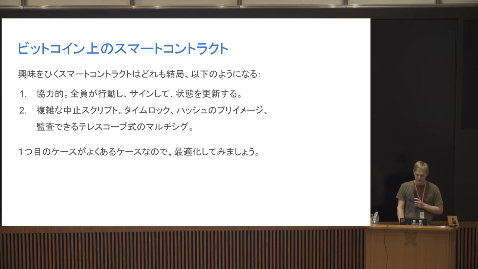You also have things like time locks, hash preimages, and what I just mentioned is the telescoping multisig case. What if we could instead optimize for the first case if we believed it'd be far more common? And then the participants would not have to pay for the contingency case, which also might be a much larger script.